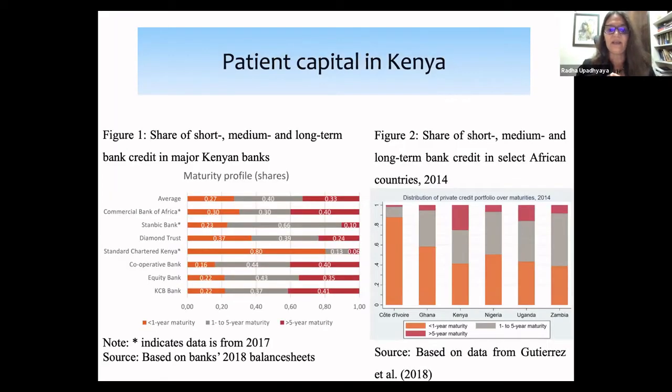Going on to our findings, we did a very simple analysis of banks' balance sheets, because it was very difficult to really know the level of patient capital. What these 2 graphs tell you is that even though Kenya has a higher availability of long-term capital compared to other African countries, overall it's not that high. And if you look at some quite large banks, you have Standard Chartered Bank with over 80% in relatively short-term lending. So this was to give the context in more depth.